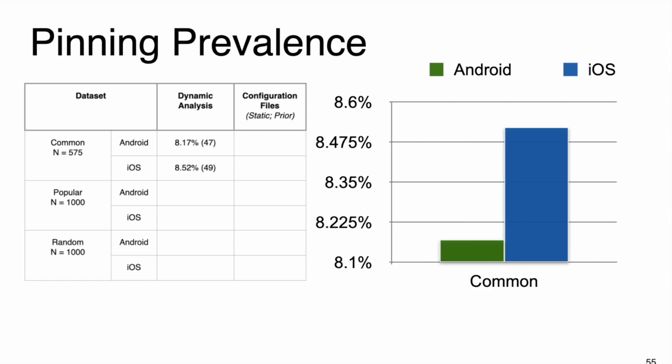Lastly, the common data set is pretty interesting because it provides an apples to apples comparison for cross platform apps. For this set, we see a comparable prevalence of pinning. Although on further investigation, we find that about 40% of apps that pin either on Android or iOS pin on both platforms. We omit further details in this talk, but please take a look at our paper for the different ways we compare apps in the common data set.